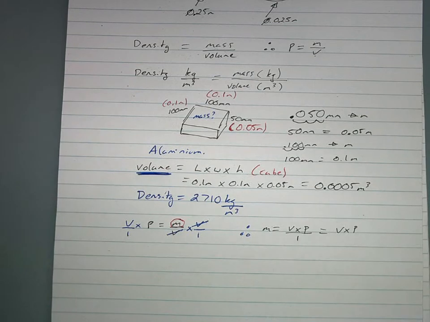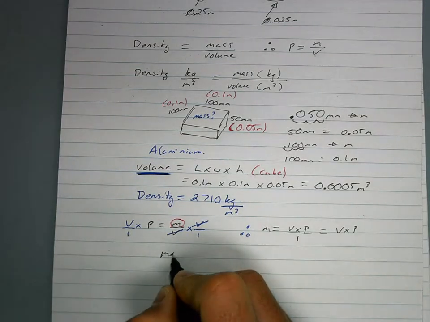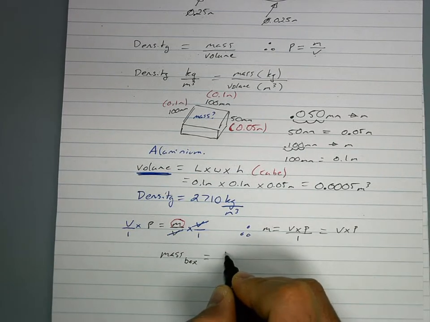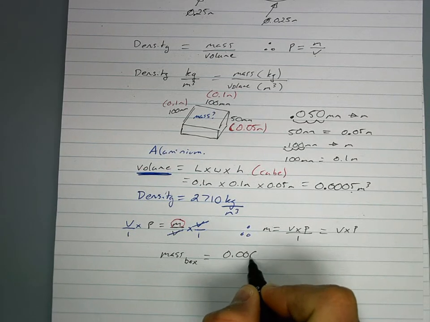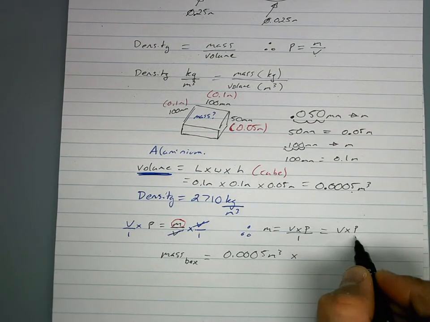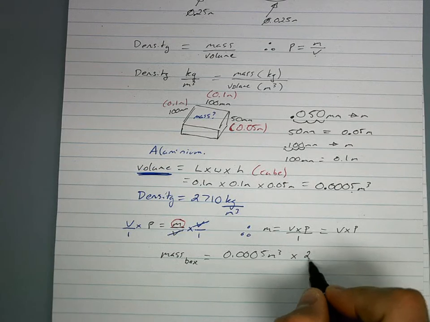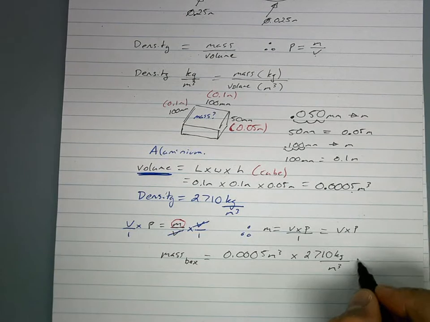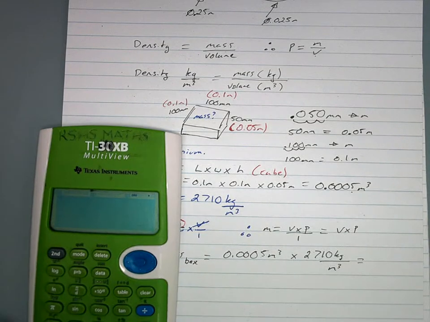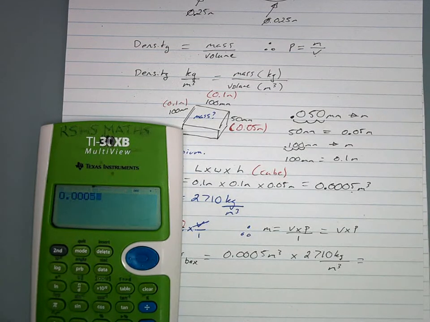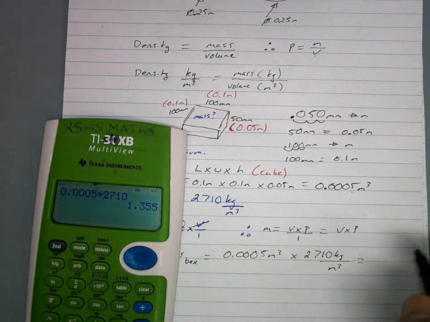Alright, let's plug in our equation now. So our mass of our box is equal to the volume. Our volume was right here, 0.0005 cubic meters, times the density, and density is 2,710 kilograms per meter cubed. So we'll plug that in. 0.0005 times 2710.